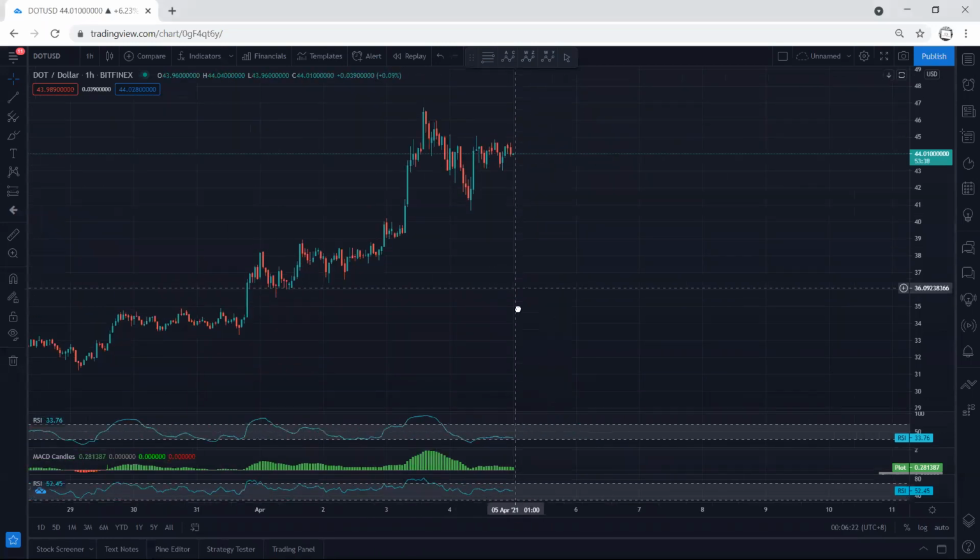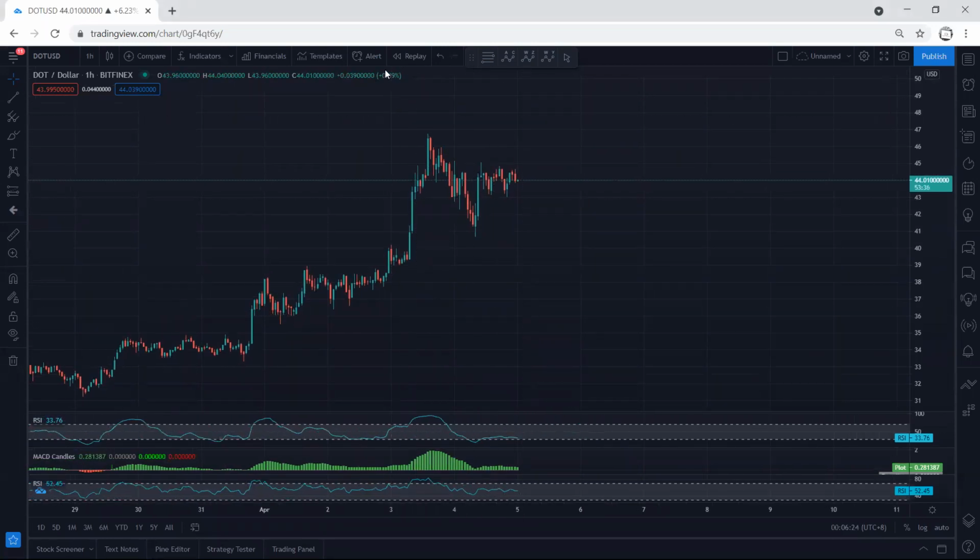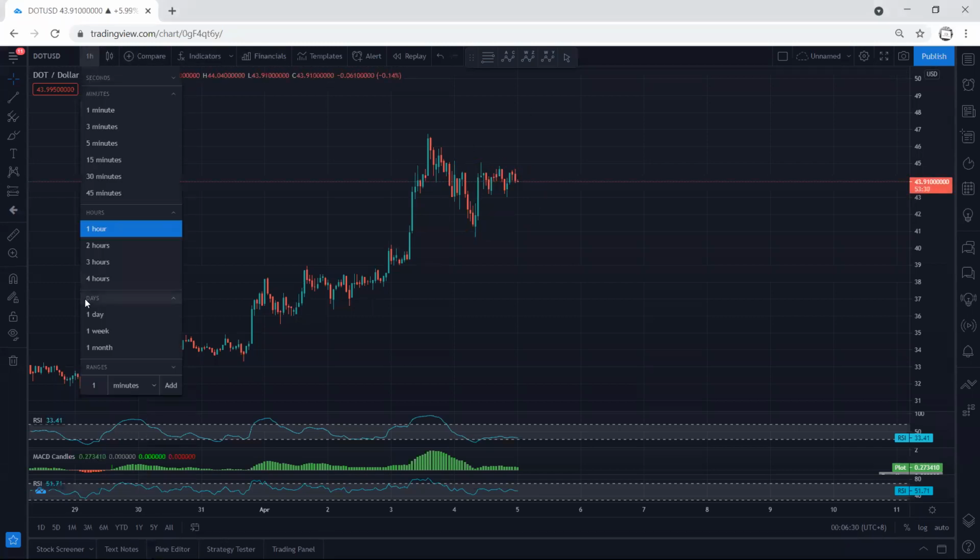But as we can see, we get the sharp move and this is a correction. We want to see whether we can trade this. Okay, in this case, we move to the daily chart.